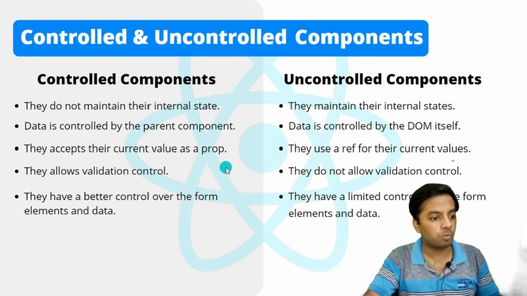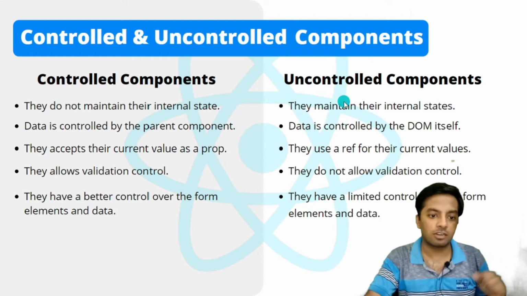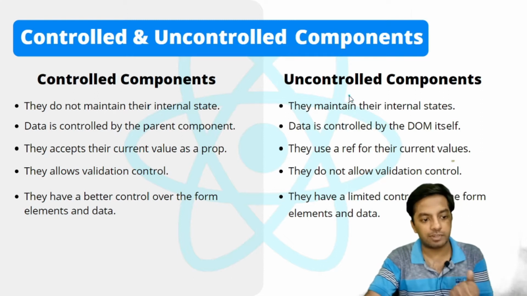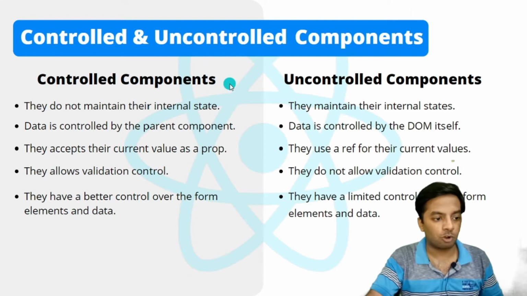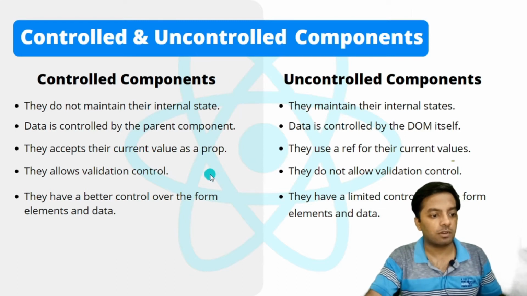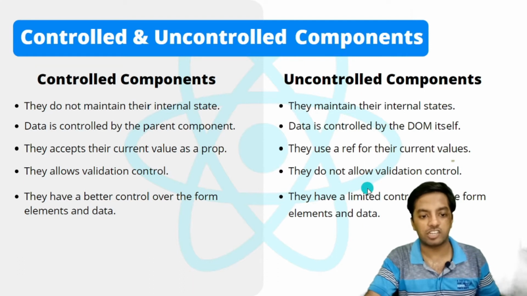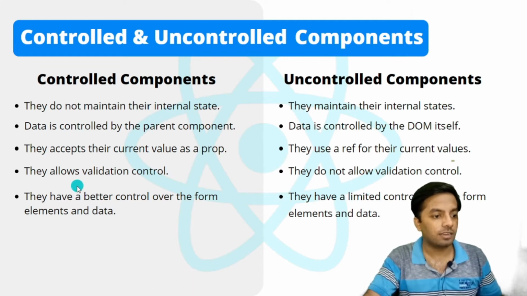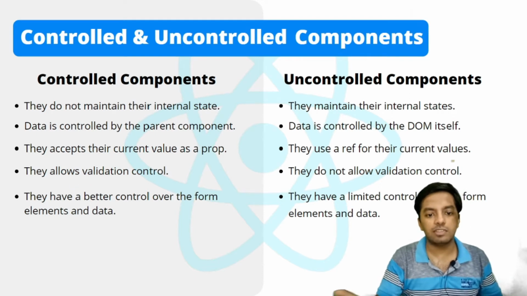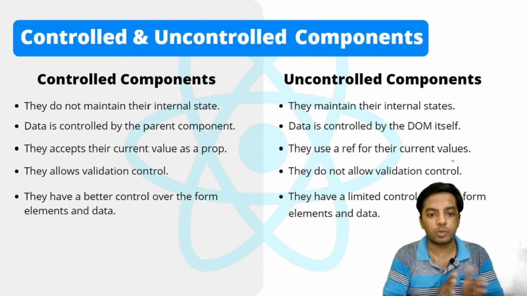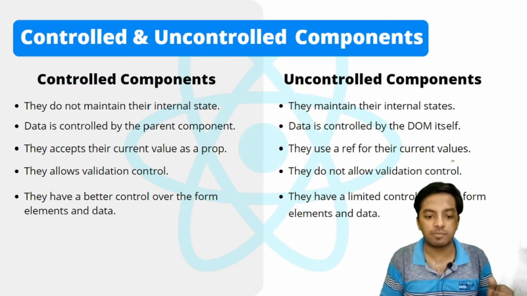In controlled components, they accept their current value as a prop from the parent. Whereas uncontrolled components get their current value via references, useRef. Controlled components allow data validation control, whereas uncontrolled components do not allow validation control. And controlled components have better control over form elements and data, but uncontrolled components are not very efficient in controlling the form data and elements.